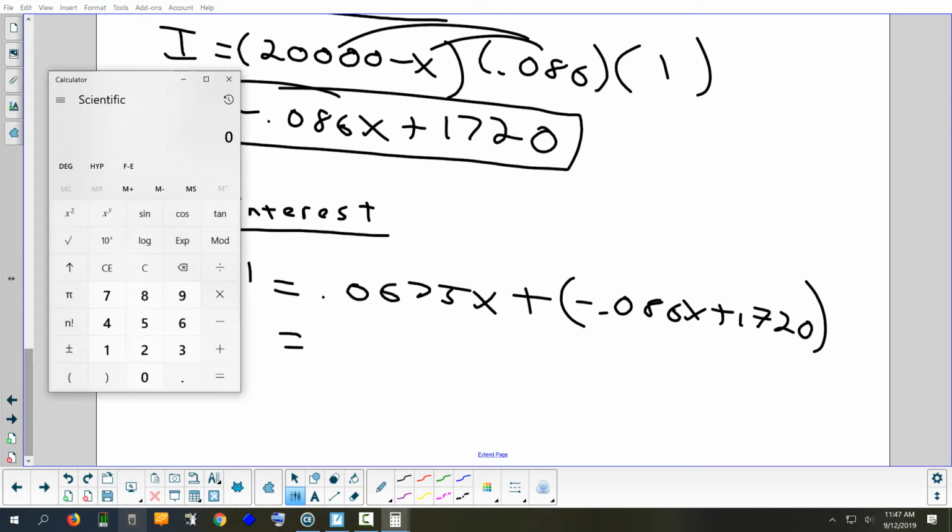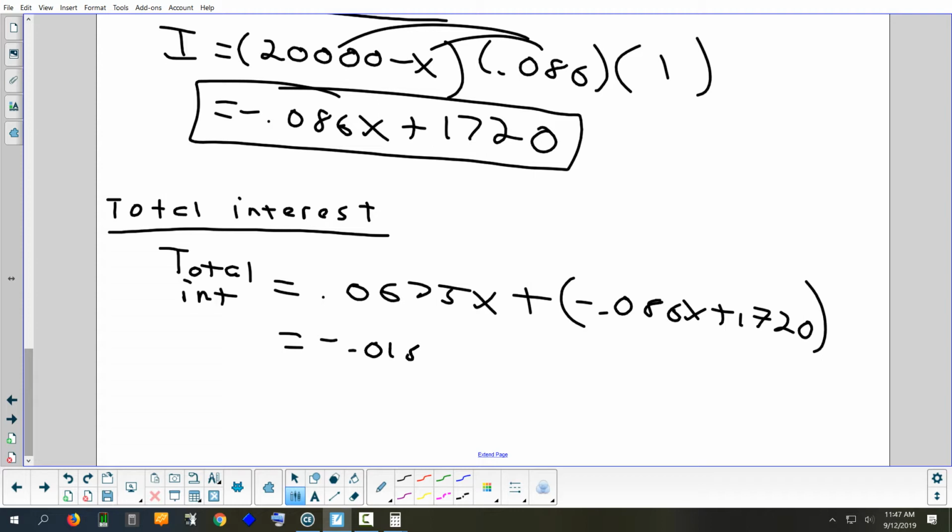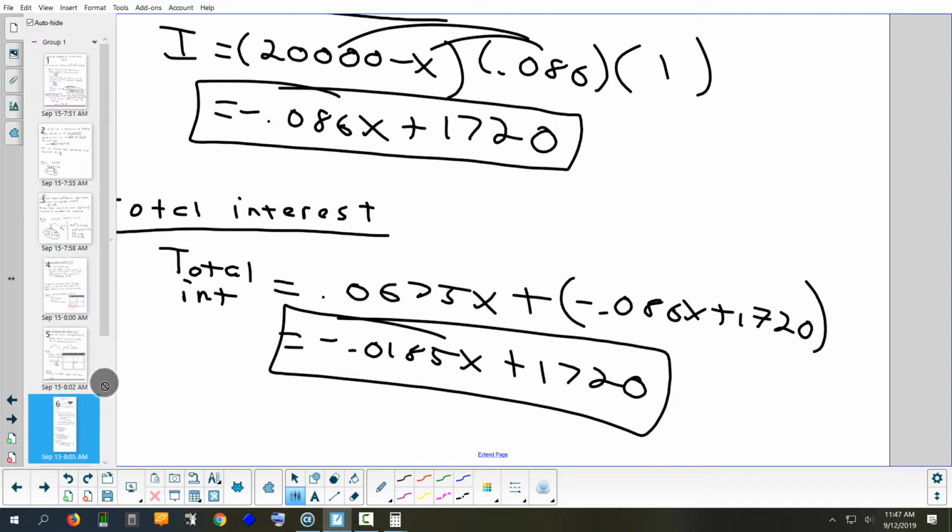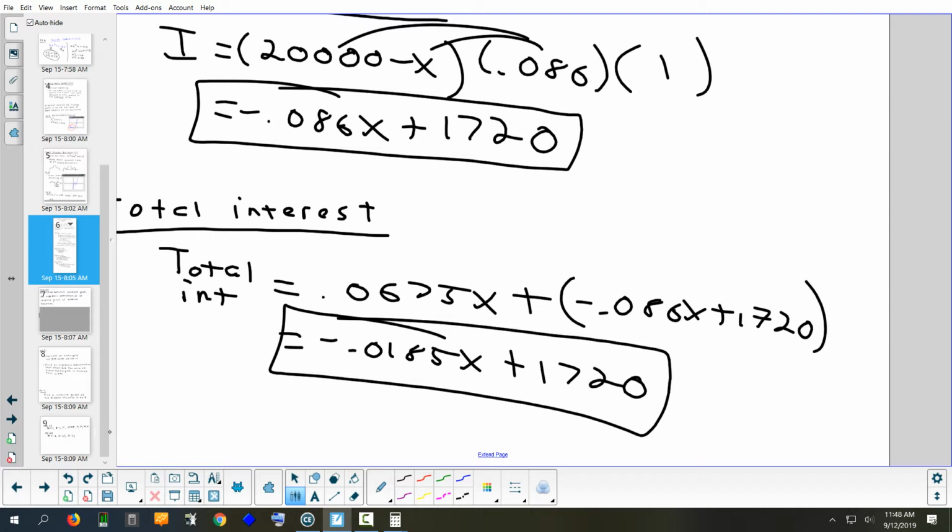All right, so let's see what we got. 0.0675 minus 0.086 is negative 0.0185x, plus 1720. So that's a formula for his total interest that he makes. Any question on the formula? All right, then I think the next part, they're going to have us use that formula to do something.